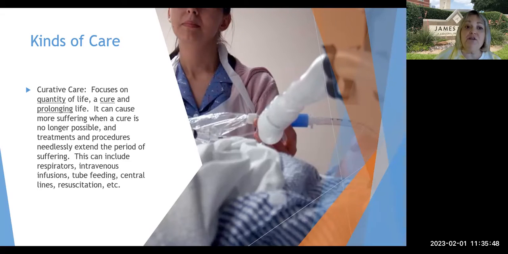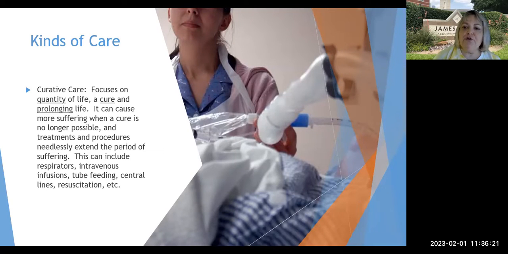Some of the things that are included in curative care might be respirators, IV treatments, infusions, tube feeding, central lines, resuscitation. This is when we don't have a DNR, a do not resuscitate, and we are calling a person a full code. We are going to try to extend the life for as long as possible. So again, curative care focuses more on quantity of life.